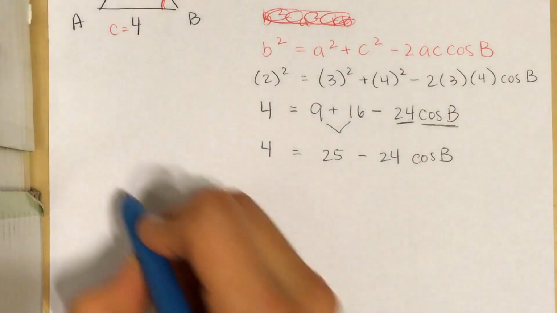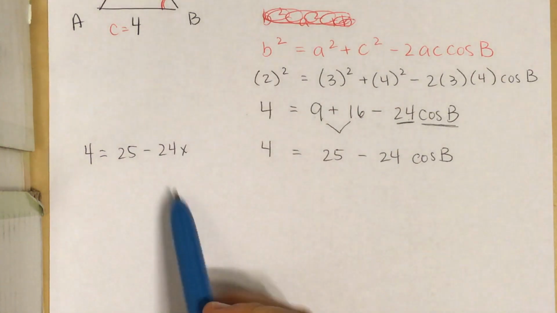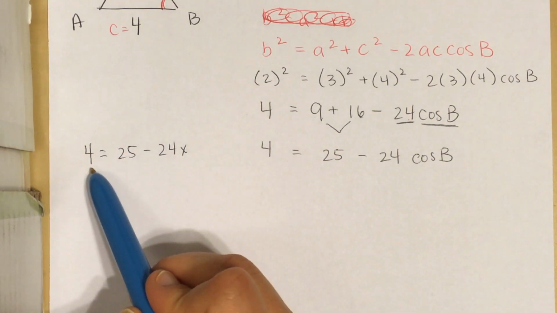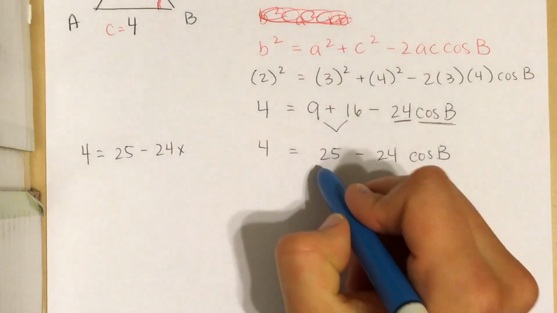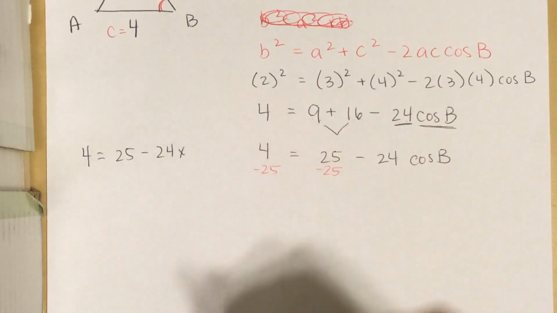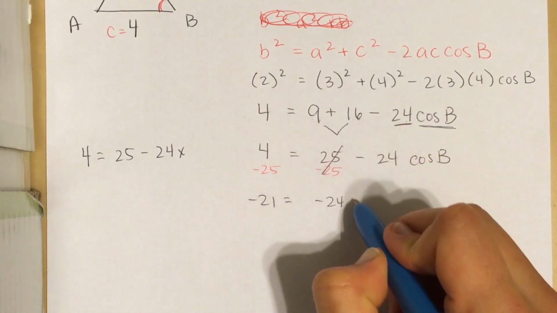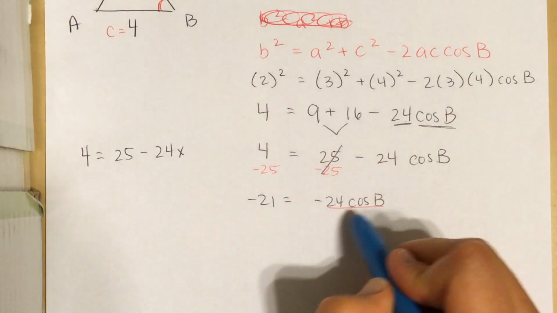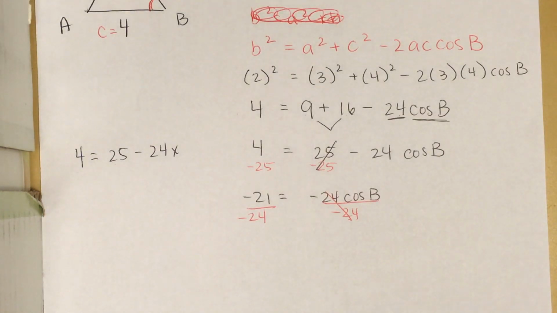But now you're going to have to solve this just as if you had this basic algebra problem, solve for x. If I gave you this problem, most of you would know I'm going to subtract the 25 and then divide by negative 24. Same exact situation here. We're going to subtract the 25 over to the other side. So that adds to 0. And now divide my negative 24 over to the other side. I'm left with just a cosine B over here on the right-hand side.